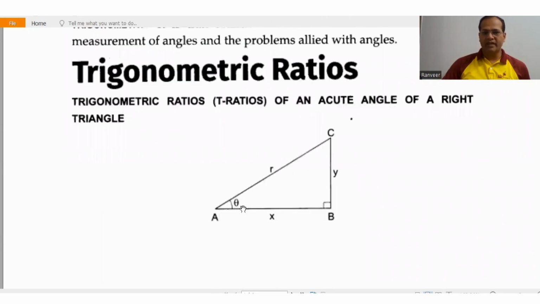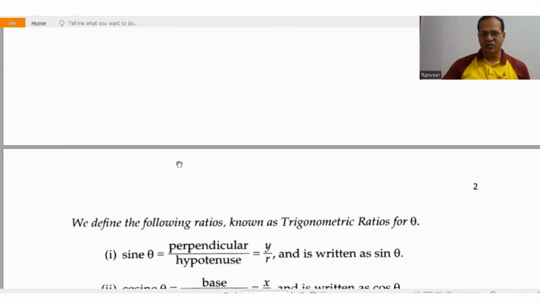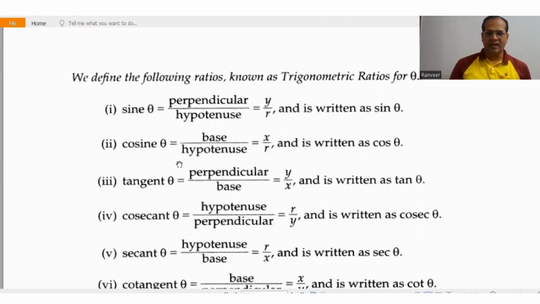Second is the trigonometric ratio. In a triangle, there are 3 sides. Suppose we take this angle theta, which is an acute angle, in a right angle triangle. This is the perpendicular, this is the base, and this is the hypotenuse. Based on these 3 values, we get 6 ratios. These ratios are called trigonometric ratios: sine, cos, tan, cot, sec, cosec.